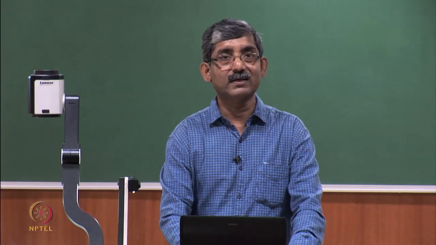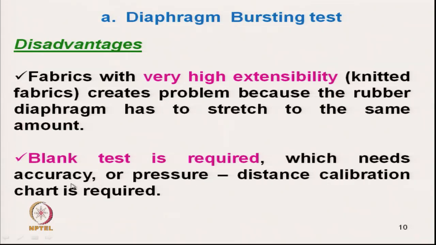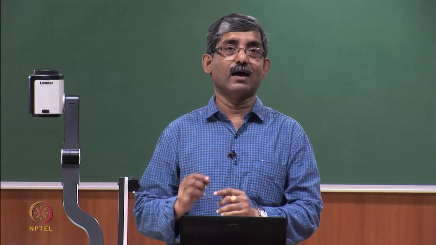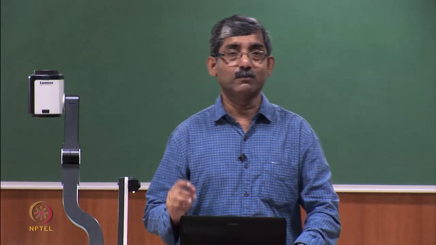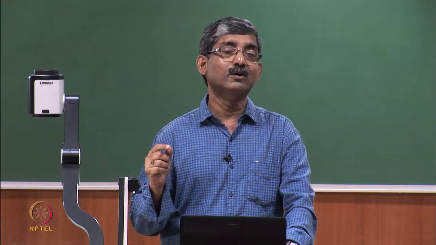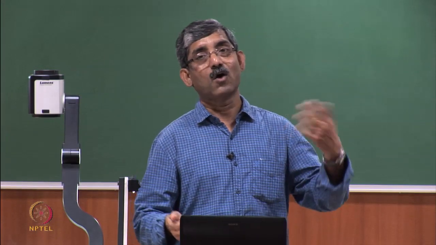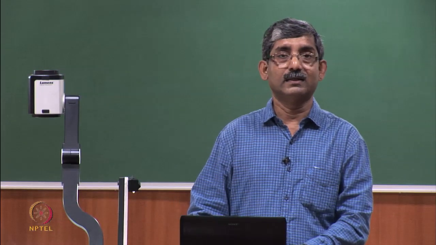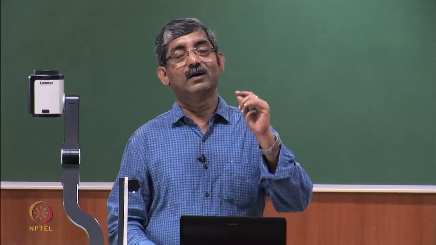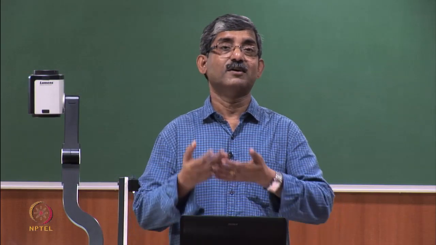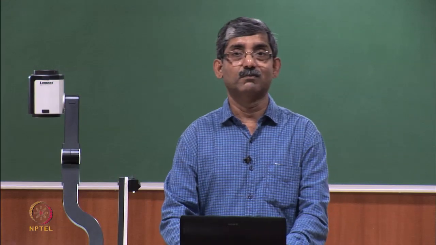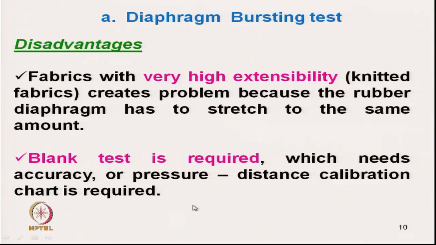And here, as I have mentioned, you need a blank test, which needs accuracy in measuring height, which is not that simple. So there must be some extra arrangement to measure the height accurately. If we do not measure the height accurately, then the P2 value will be wrong, and that will lead to wrong interpretation of the result. This P2 value basically depends on the extensibility of the fabric. If extensibility is high, then the rubber has to be stretched more. So a distance calibration chart is required, so that you can calibrate the distance.